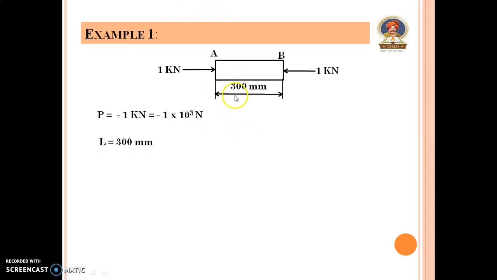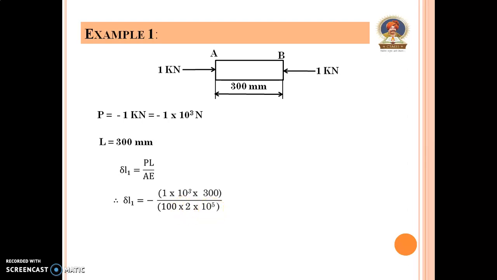Length of that section is 300 mm. Now we know that delta L1, that is change in length of bar, is equal to PL upon AE. Formula for delta L is PL upon AE. Put the value of P, that is 1 into 10 raised to 3 Newton, length 300, upon cross sectional area, which is already given in the numerical, that is 100, and Young's modulus is also given, that is 2 into 10 raised to 5.